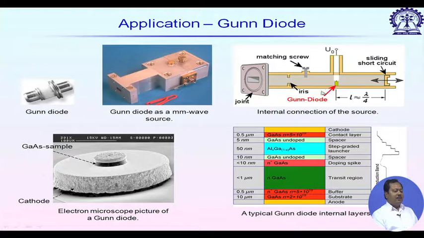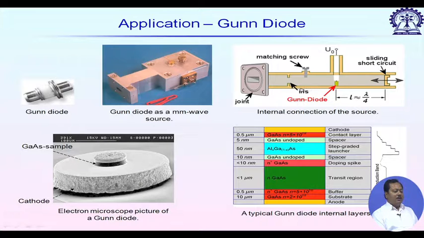So, then the resonance frequency is determined by the cavity length from this iris to this short circuit plane, and we usually have a mechanical tuning arrangement, so that we can slide this short circuit position and change the cavity length, so that the resonance frequency changes and it will generate different millimeter wave signals.